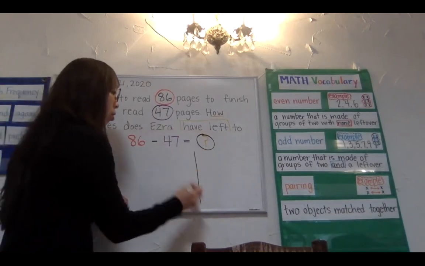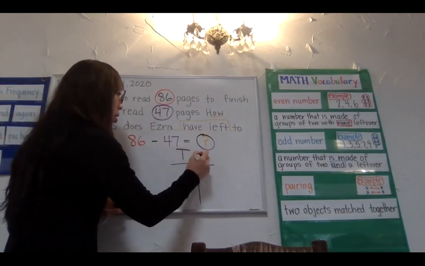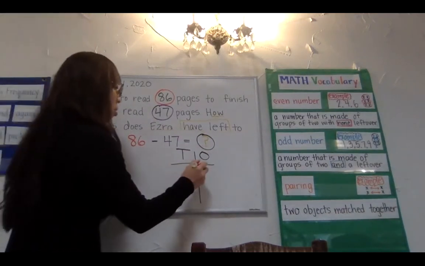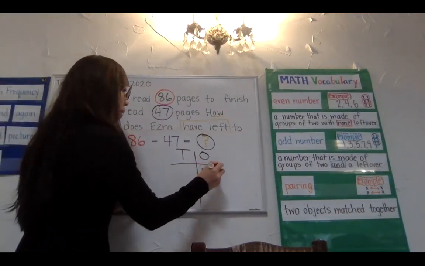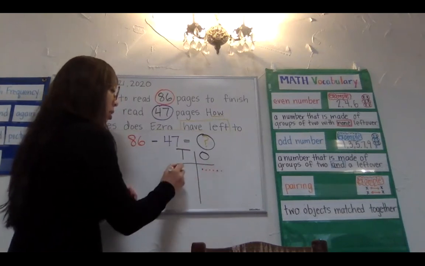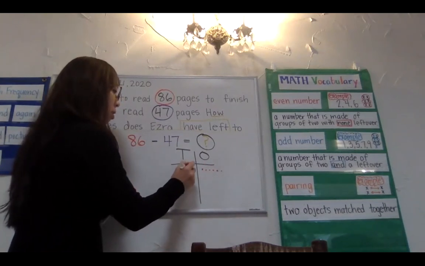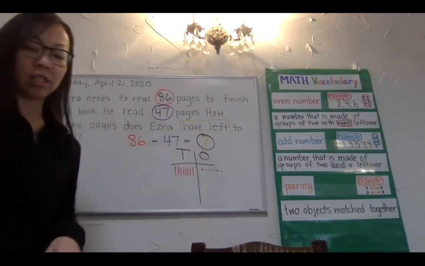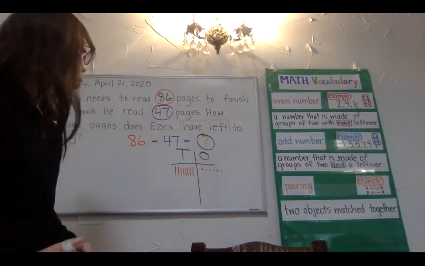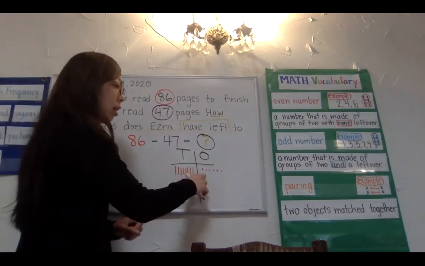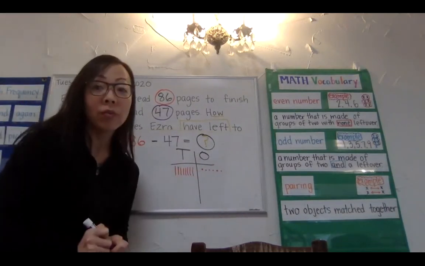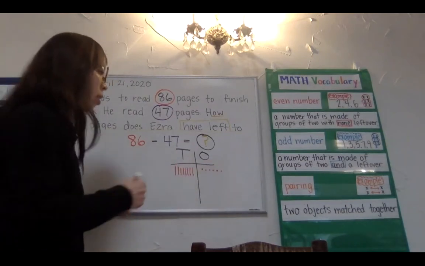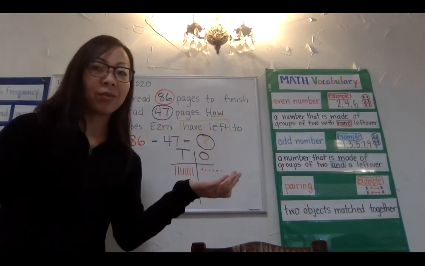We're going to go ahead and draw our place value chart, tens and ones. Let's go ahead and start with our 86. 1, 2, 3, 4, 5, 6 ones, and 1, 2, 3, 4, 5, 6, 7, 8 tens, and that's 86. All right, guys, we have to subtract 47. I can see that I do not have 7 ones. I only have 6 ones.